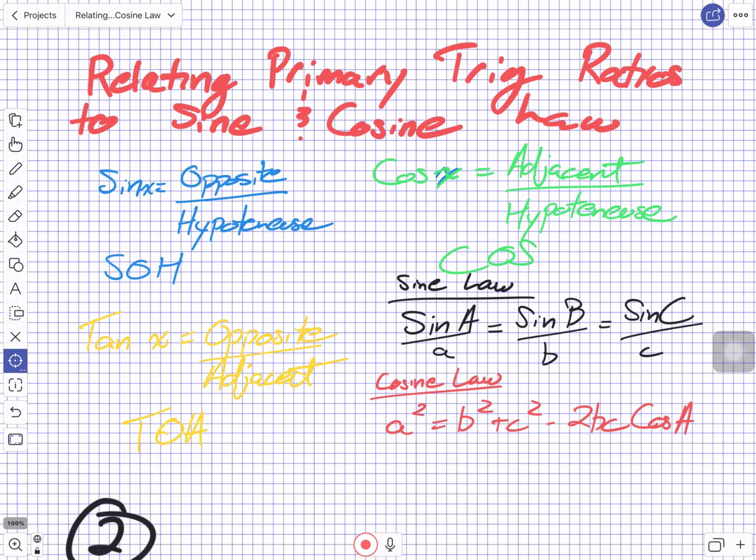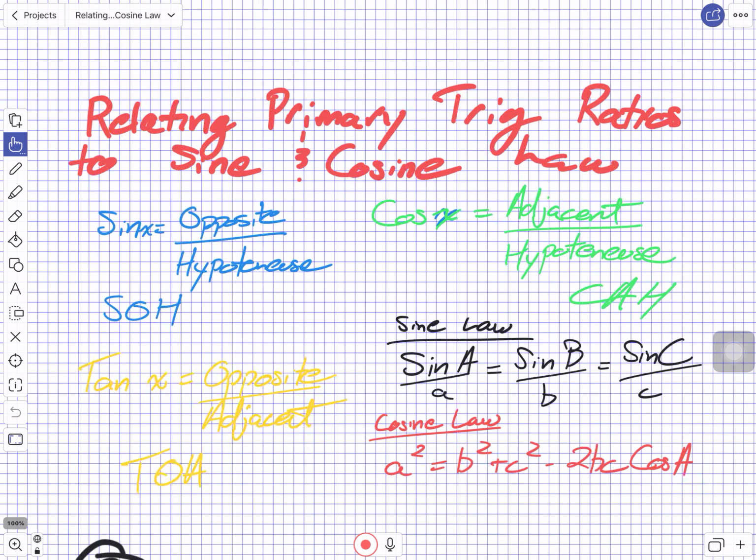And that should be an A. Let me fix that. I don't know why I wrote cos. SOH CAH TOA, those are shortcuts for primary trig ratios. There you go. And a primary trig ratio deals with just right angle triangles.